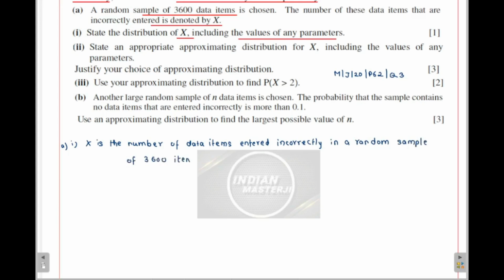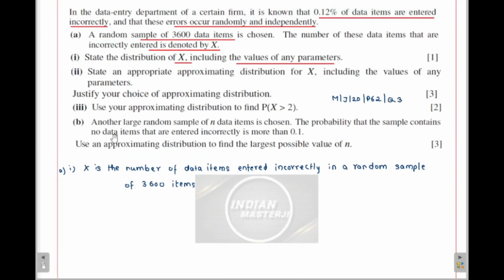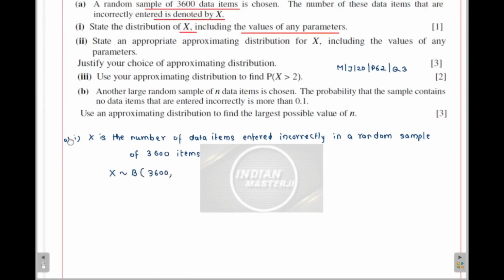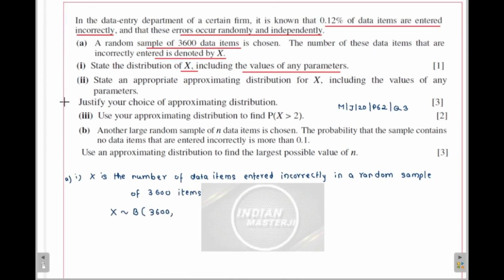So if you see here, there are 3600 independent items. And out of these 3600 independent items, what is the success here? That the data is entered incorrectly. The probability of success they have given is 0.12%. So it clearly shows that X is following a binomial distribution. Why? Because there is a definite number of independent trials, that is 3600 here, and the probability of success in each trial is 0.12%.